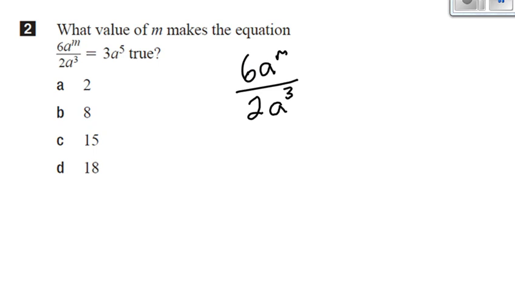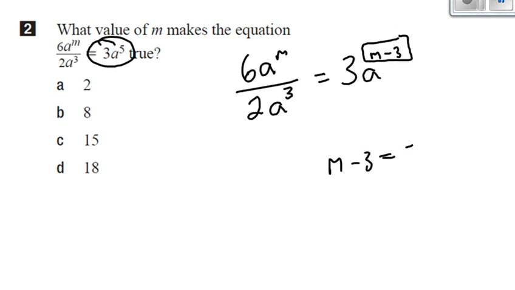So how do you divide monomials? Well, you divide the coefficient by the coefficient. 6 divided by 2 is 3. Then you divide the variables that match. And when you divide variables, you subtract their exponents. So this would be a to the m minus 3. Now what I really want is 3a to the 5. So therefore this has to equal 5. So m minus 3 has to equal 5, and therefore m has to equal 8.